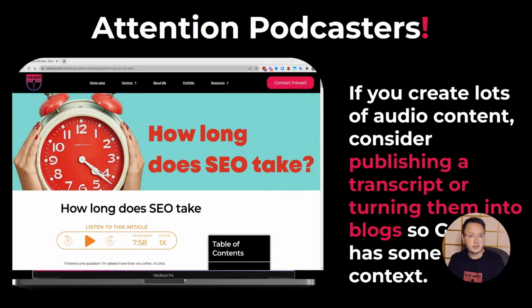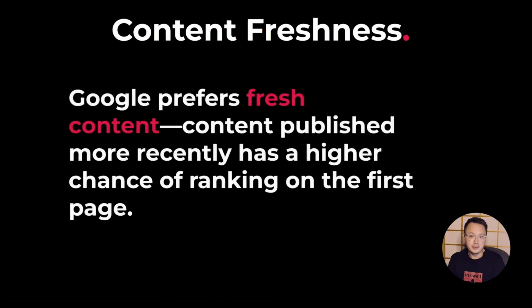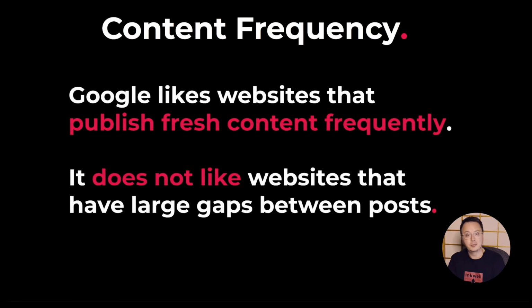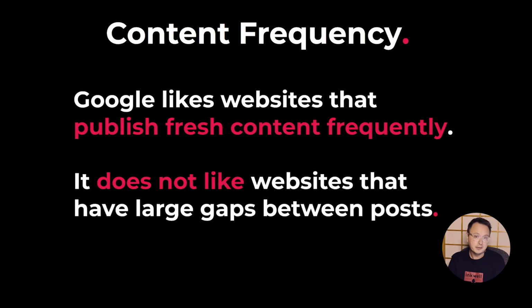We also need to discuss the importance of content frequency and content freshness. Google's algorithm adores content that is fresh. It will always favor content that has a recent date on it over those that are older. It also prefers websites that post fresh content on a pretty regular basis, and it does not like websites that go for long periods of time without updating and putting up fresh content.